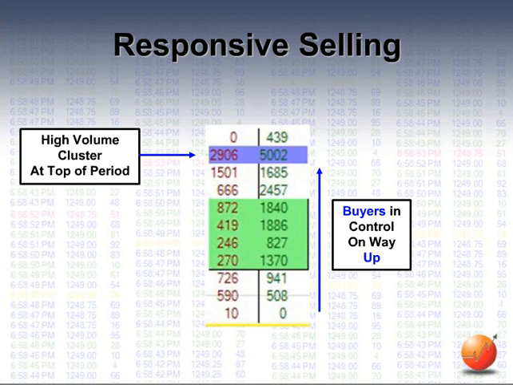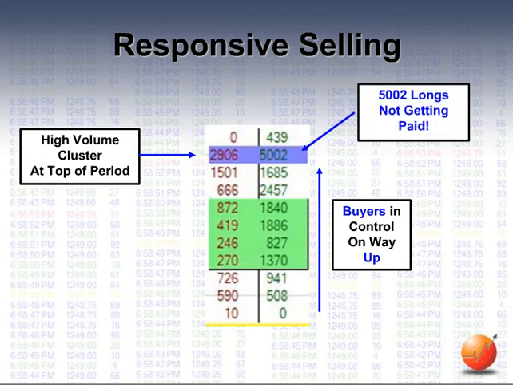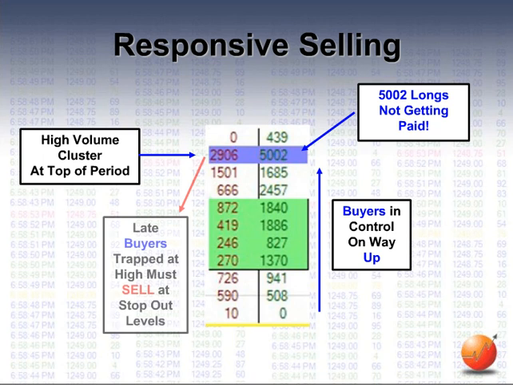So we want to see that shift up to the top, and that'll let us know that we've got a lot of longs that have come into the market that are not getting paid. They've put themselves in jeopardy. And obviously what we're looking for is those late buyers to get trapped. Okay? And if they have to sell to get out and that spurs momentum the other direction, I want to be short from the top. I don't want to be trying to get in where it becomes a shaky situation.